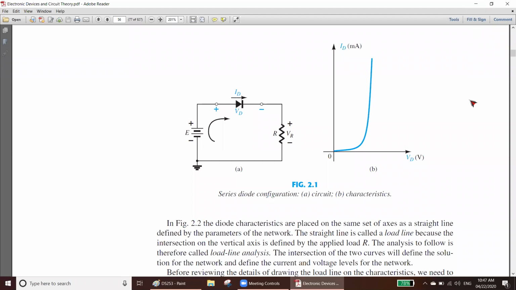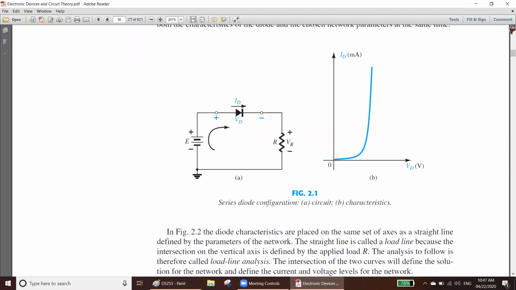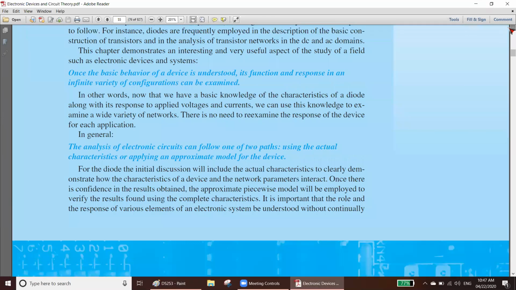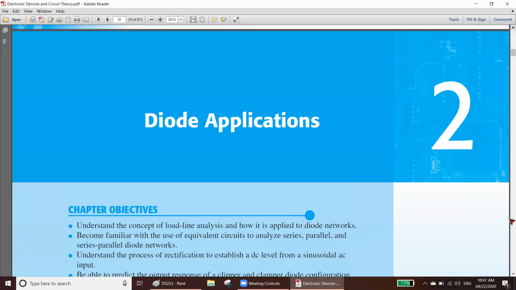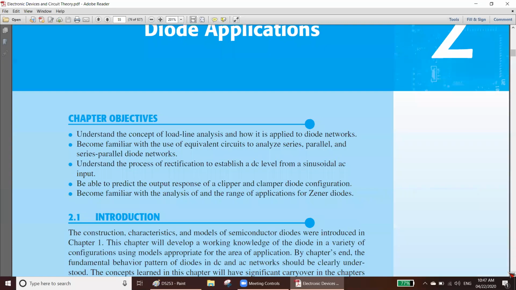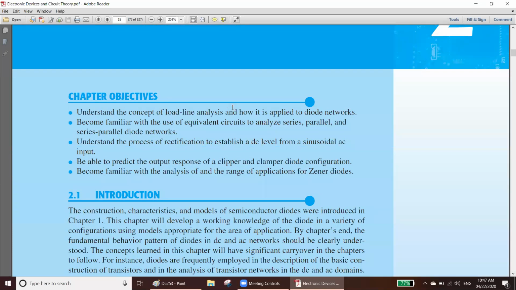Now see, this is chapter 2, our diode application. So I will go down. Here we will understand load analysis and how it is applied to a diode network, and become familiar with the use of equivalent circuit analysis.